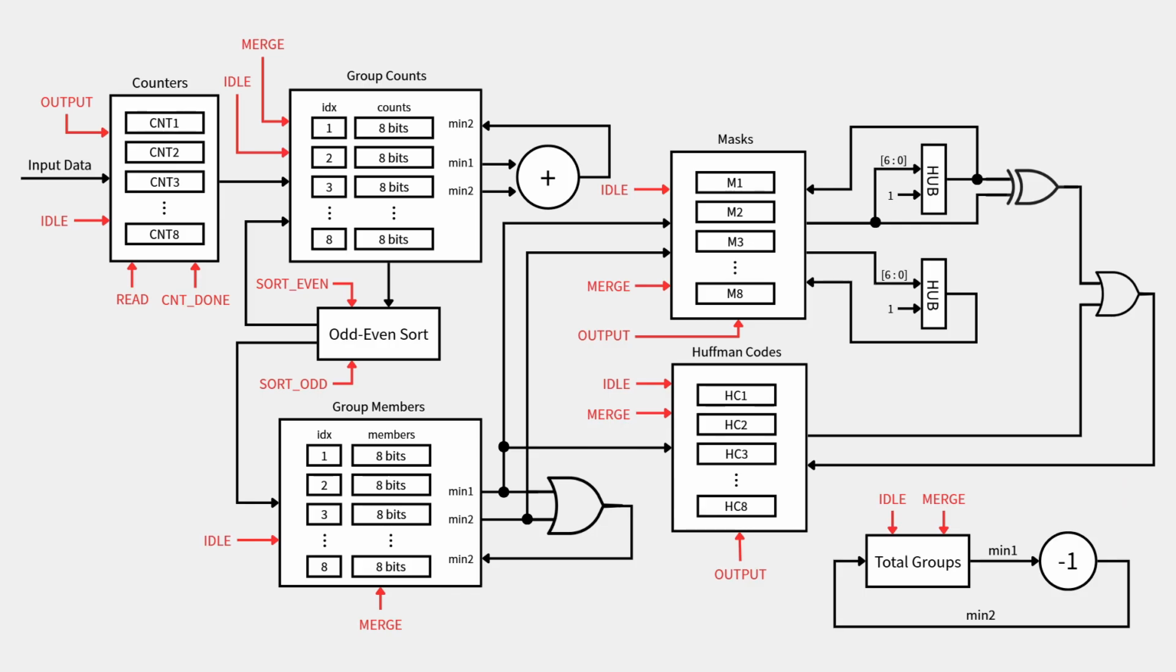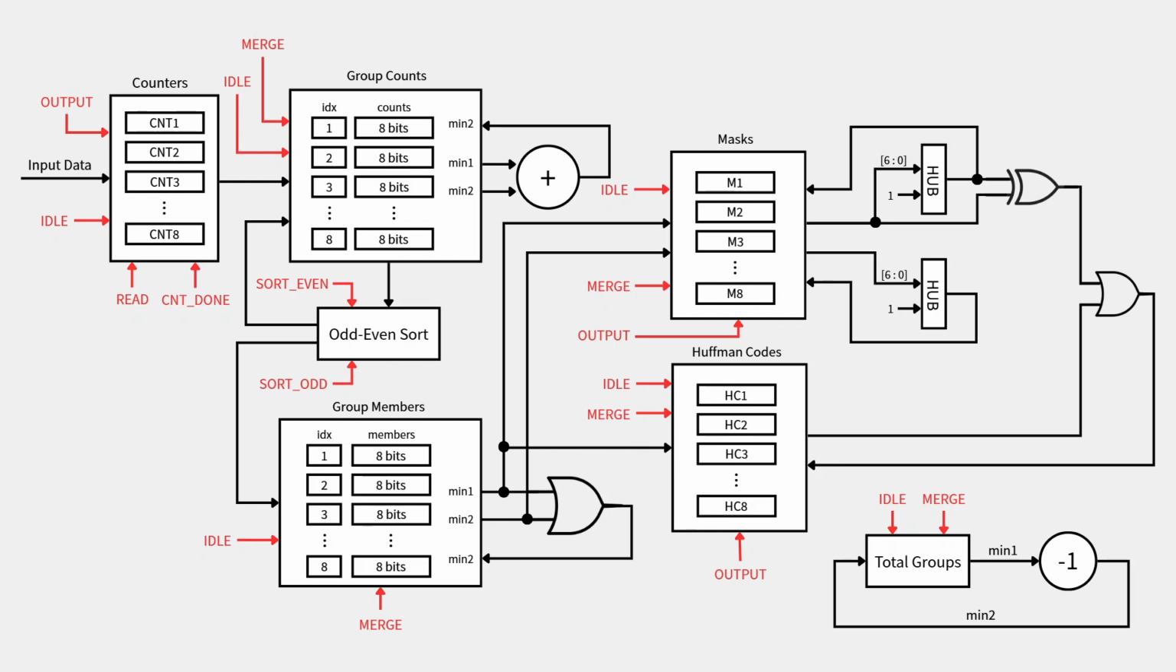This is the block diagram of our hardware. The red arrows indicate the control signals of the finite state machine. At first, the counter block receives the input data stream. During the read stage, it counts the frequencies of each symbol from count 1 to count 8. The counts are then stored into the group counts registers. In parallel, the group members block stores 8-bit one-hot codes indicating which inputs belong to that group.